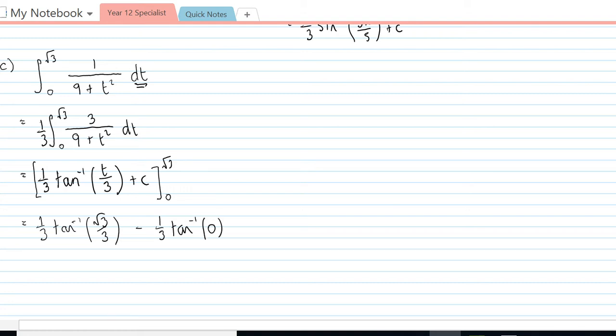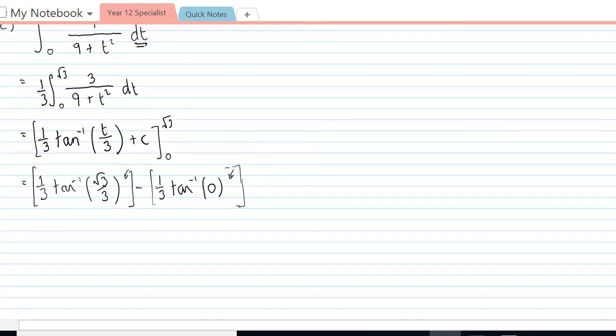And again, you can imagine if I had a plus c written here and a plus c written here with these in brackets, then the plus c's would cancel each other out. So the inverse tan of √3 on 3 should be just pi on 6. And so I've got 1/3 of pi on 6, which is pi on 18, minus, and then inverse tan of 0 should be 0. So I am actually just left with pi on 18 as the final answer.